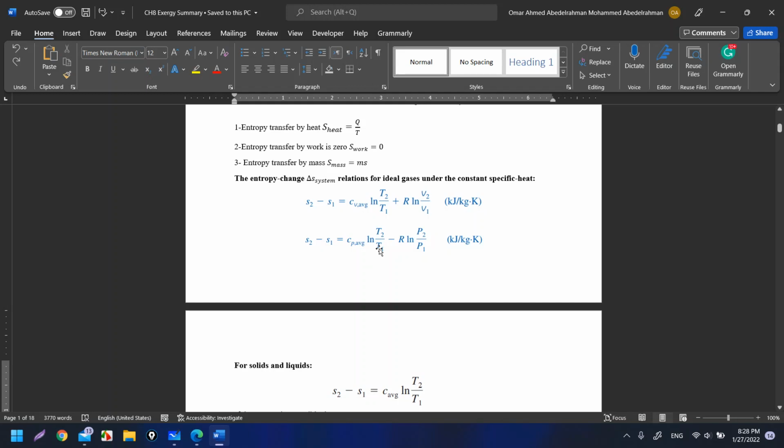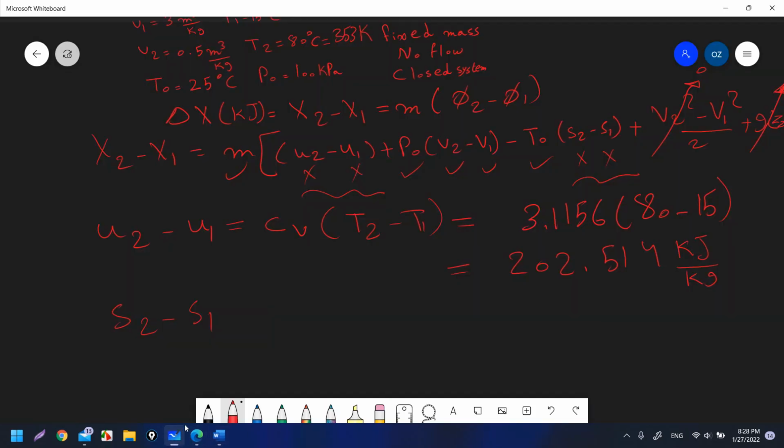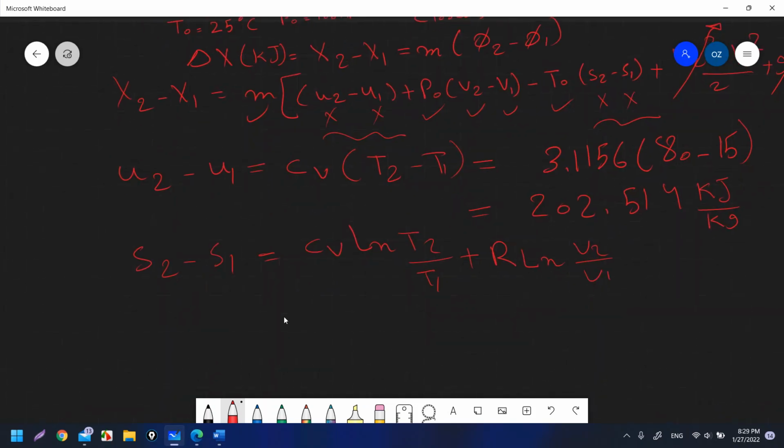Then you will use one of these equations. Which one shall I use? Depending on what you have, we have the specific volume. We have V2 and V1 given in the question, but we don't have P2 or P1. They are not given in the question. So we'll use the first equation to find S2 minus S1, delta S. So let's write this equation: CV ln T2 over T1 plus R ln V2 over V1. CV we use here, 3.1156 ln T2 over T1.